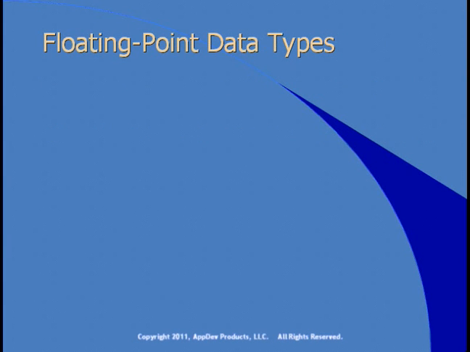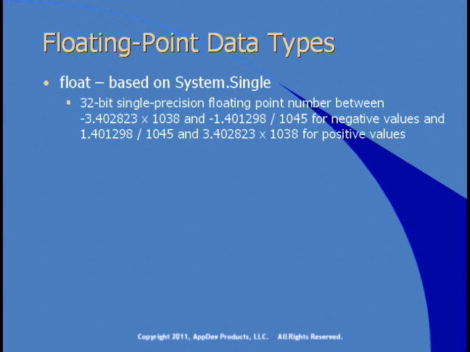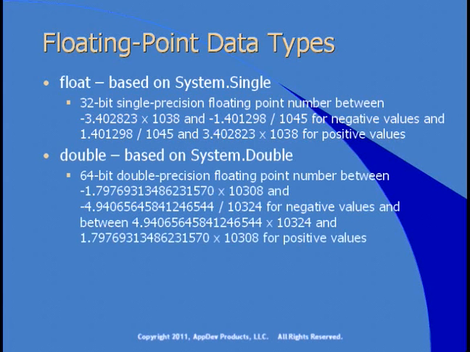The integer data types store whole numbers, so you can't use decimal places. If you need decimal places, then you'll use floating point data types, and there are 2 of them. The first is float, which is based on System.Single in the .NET framework, and that holds a 32-bit single precision floating point number, and you can see the range of values it stores here. Pretty large numbers. Even bigger than float is double, which is based on System.Double, and that's a 64-bit double precision floating point number, and that holds a larger range of values than float.